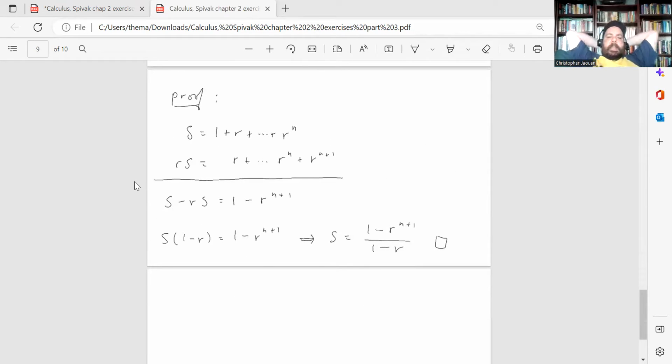Right, so if s is that sum, if you multiply s by r, you get the sum r plus r squared plus dot dot dot up to r to the n plus r to the n plus 1. And if you take the difference s minus rs, notice that all the middle terms cancel out and you're just left on the right hand side with 1 minus r to the n plus 1. And if you factor out s from the left hand side, you get s times 1 minus r, and then you just divide by 1 minus r, provided that r is not 1, right? Because you can't divide by 0. And that proves the formula.